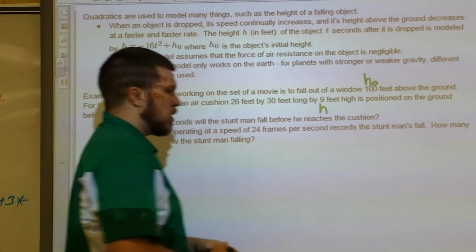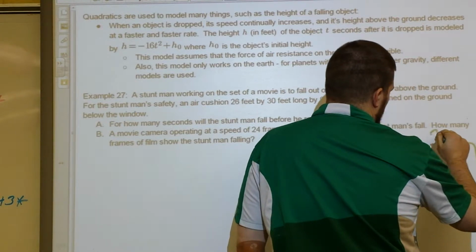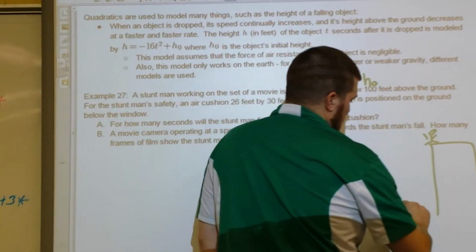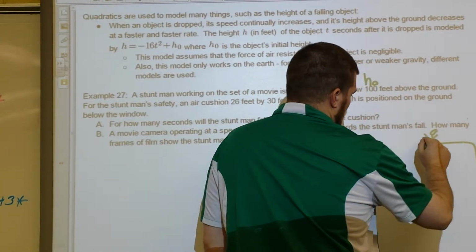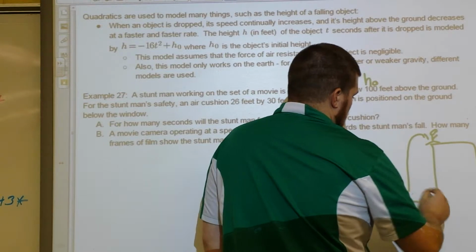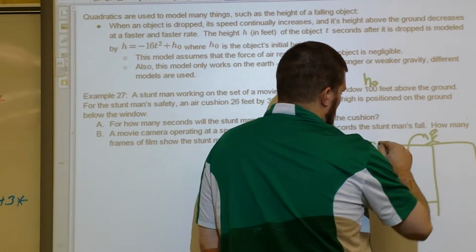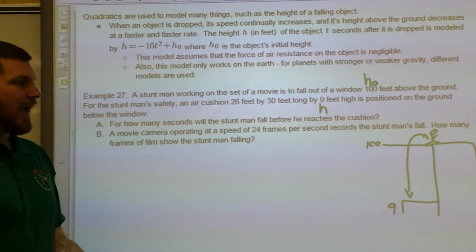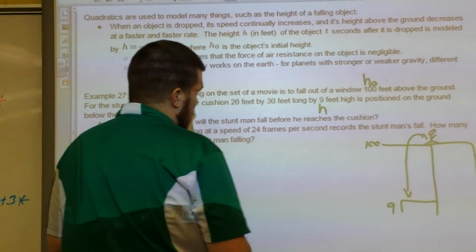If it helps you, draw a picture. Our stuntman's on top of the building. You can see I'm a great artist, and we have a little air cushion at the bottom. This air cushion is 9 feet tall, and essentially, he's dropping. He's 100 feet up right here, and he's going to drop all the way down. So we want to figure out how many seconds he will fall before he reaches that air cushion. Okay, so just keep that in mind.